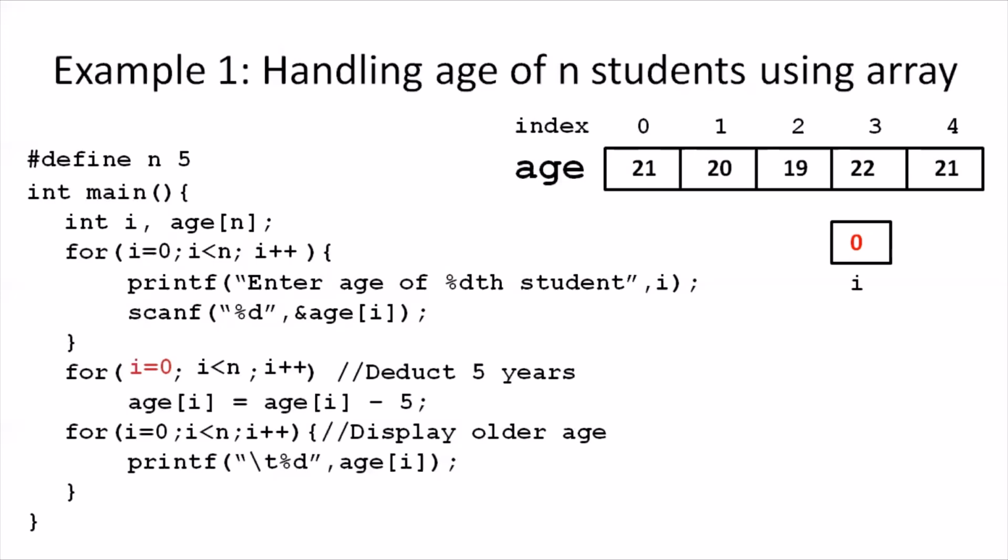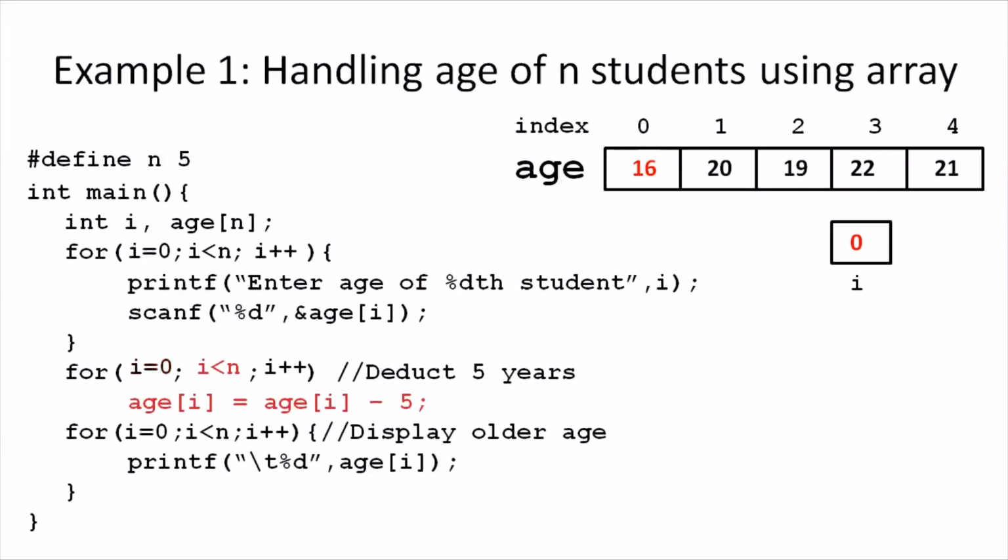The second for loop also works in a similar fashion. I equal to 0 initializes the value of I back to 0, and since 0 is less than 5, the control executes the next statement, age[I] = age[I] - 5. Since the value of I is 0 now, age[I] equals age[0], which is equal to 21. On executing the right hand side of the assignment operation, we have 21 minus 5, which is equal to 16. Now executing the assignment operator, we have 16 replacing the value 21 in age[0]. Thus the value of age[0] now becomes 16.